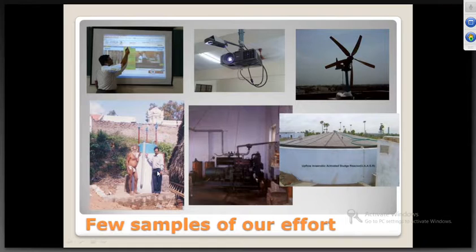Now this is again done by this person. He is Dr. Krishna Kumar, and it is an anaerobic activated sludge reactor. So what he has planned is to use even industrial effluent.